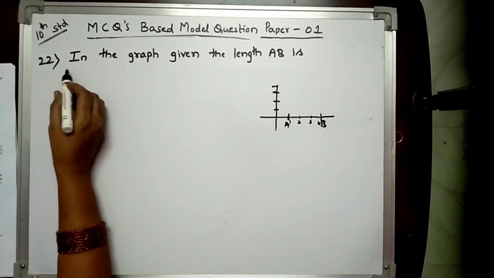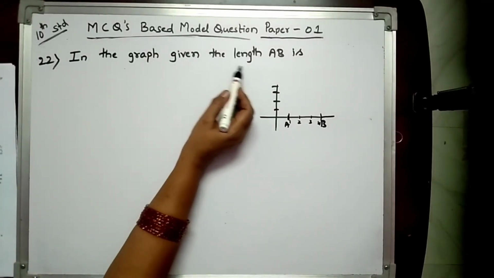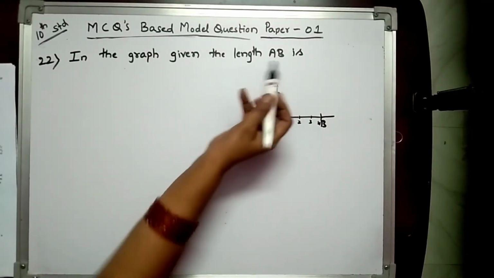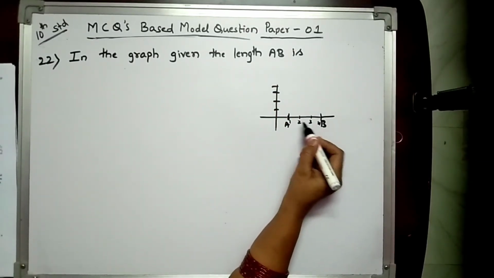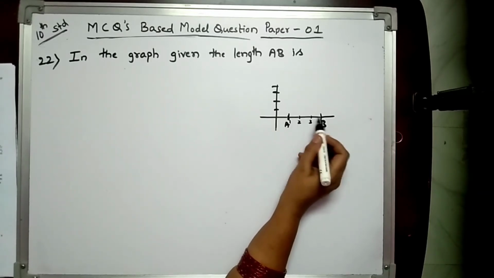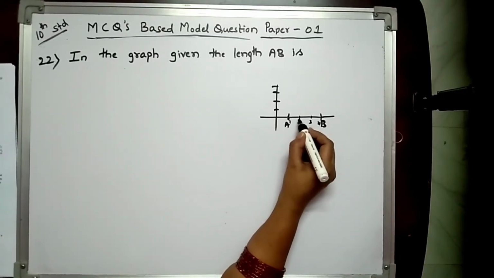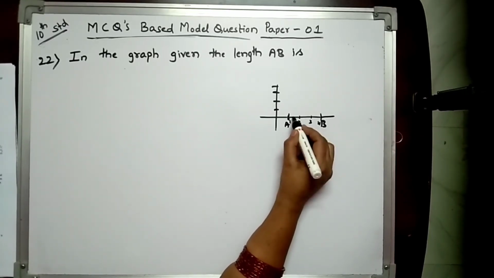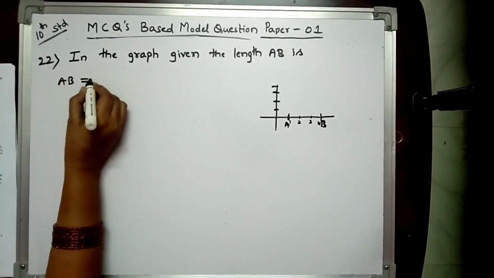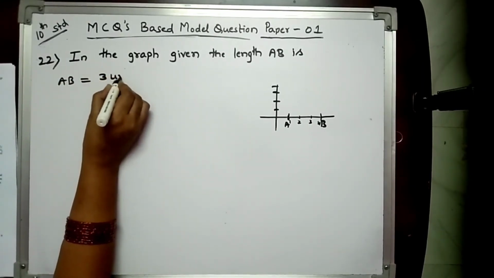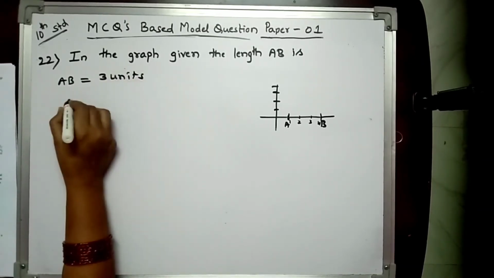Question number 22. In the graph given, the length AB is. See the graph, AB here. The distance between A and B they are asking. So count the units here. See, from 1 to 2 is 1 unit, 2 to 3 another, and 3 to 4. So 1, 2, 3. 3 units. AB is equal to 3 units. So option C.